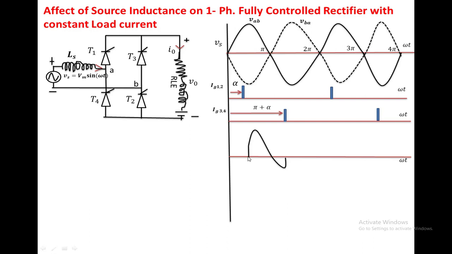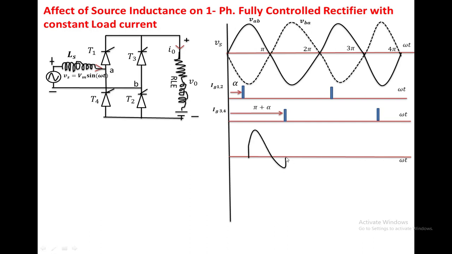Now after the overlap angle, T3, T4 will be off and T1, T2 will be on. Once T1, T2 is on, the load is connected to the source. So the load voltage is the same as the source voltage up to pi plus alpha.